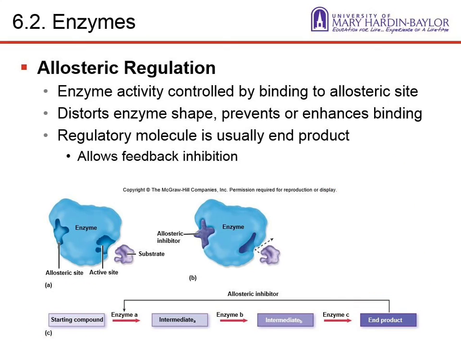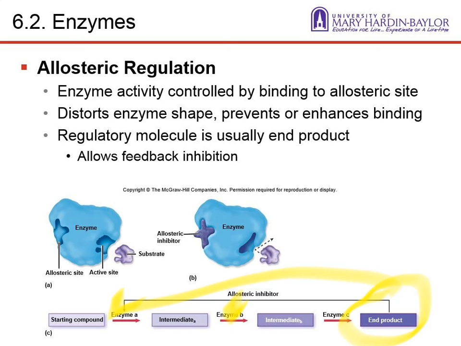And one way that the cell can do that is if this end product then can feed back and interact with enzyme A, the first enzyme in the pathway. And most of these allosterically regulated pathways are controlled at the first enzyme. There's a few that are controlled at enzyme B, but most of them are controlled at enzyme A or somewhere early on in the pathway.